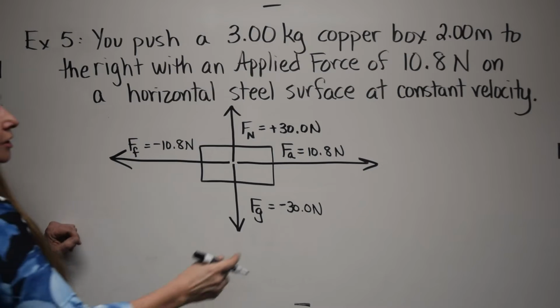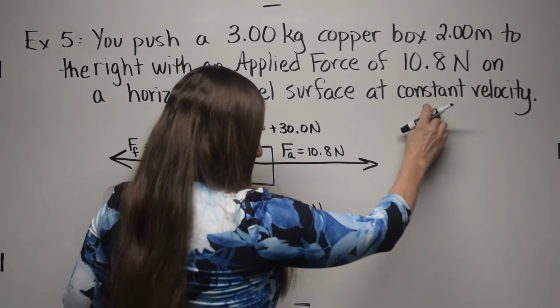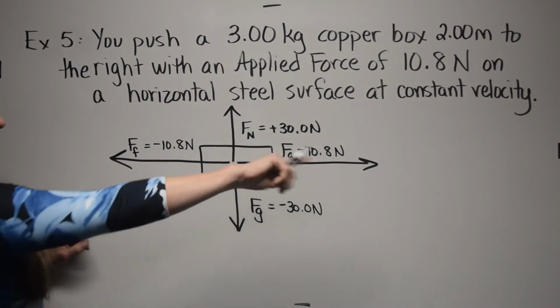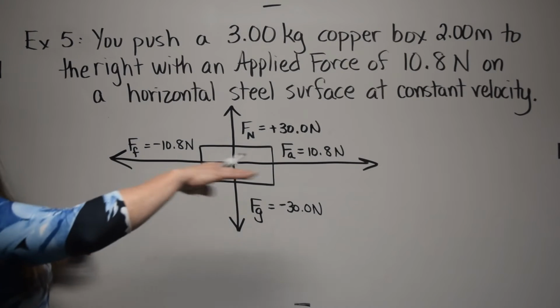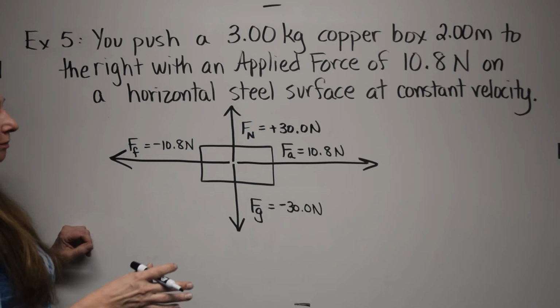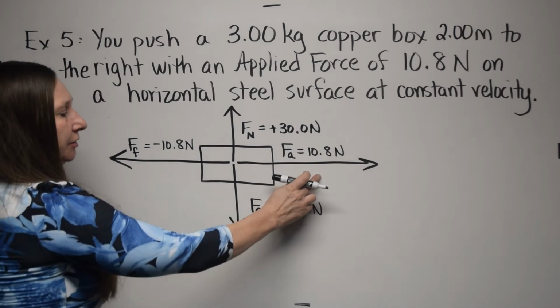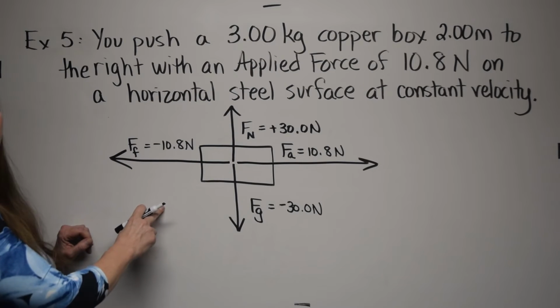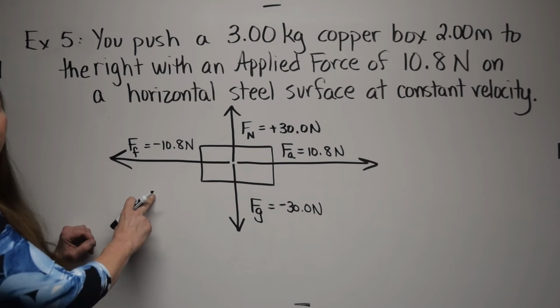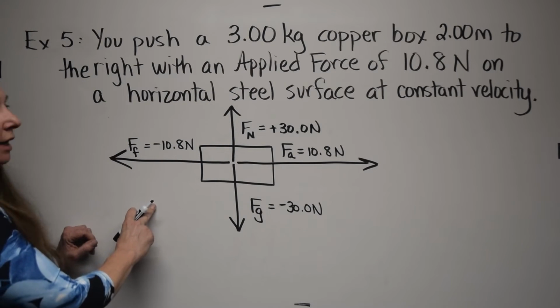Again, because the box is traveling at a constant velocity in this dimension, the net force in this dimension must be 0. So if they're telling us that the applied force is 10.8, we therefore know, because the box is traveling at a constant velocity, that the friction must be negative 10.8 newtons.